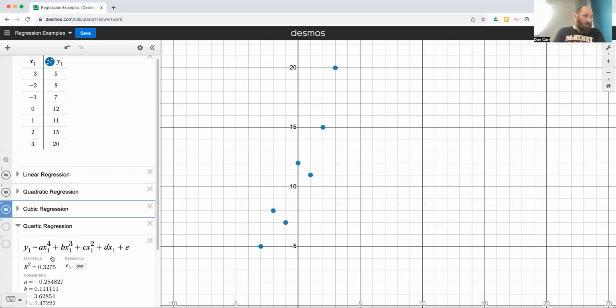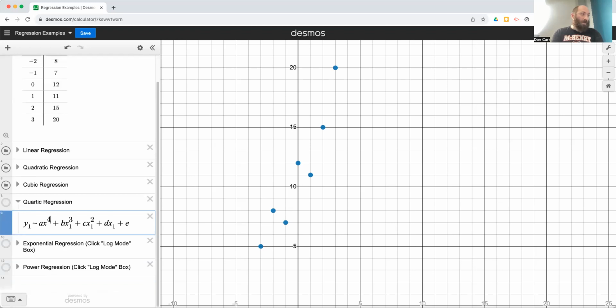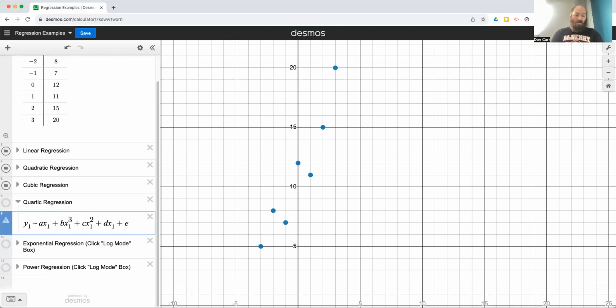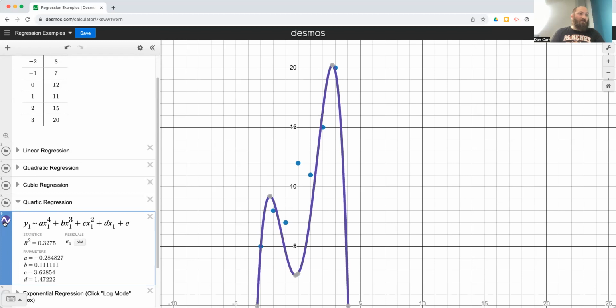The quartic regression, we're going to take it up to the fourth power. So ax1 to the fourth, bx1 to the third, cx1 to the second power, dx1 plus e. Again, with these exponents, make sure you're typing in x1 first, so the order would be a x1, and then do your exponent to the fourth power. Okay, don't do that backwards. So that graph doesn't quite look like a quartic, but this is the line of best fit. This is what Desmos will come up with on that one.